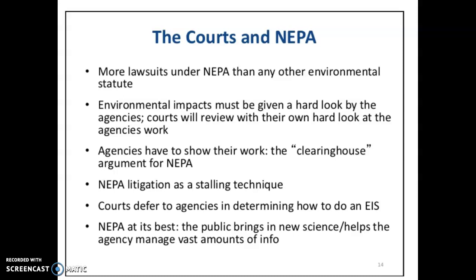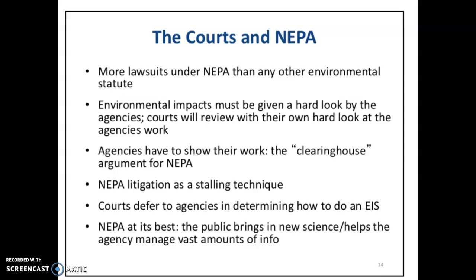So again, we see more lawsuits under NEPA than any other environmental statute. Environmental impacts must be given a hard look by the agencies. Courts will review their own hard look at the agency's work. Agencies have to show their work, the clearinghouse argument for NEPA.